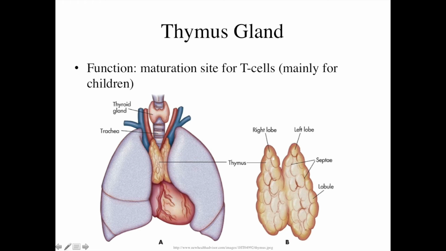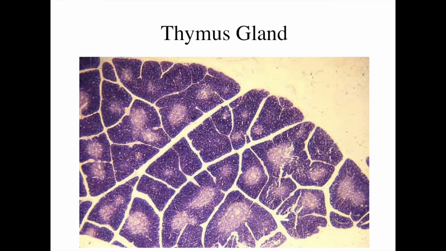The thymus gland is located below the sternum, medial to the lungs, and superior to the heart. It is the maturation site for T cells, which is most prominent during childhood. In this histology slide, you can see that the thymus gland is divided into two sections, the cortex and the medulla, which contains Hassall's corpuscles, or thymic corpuscles.